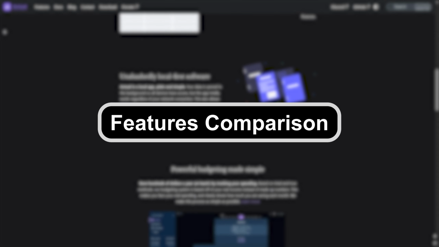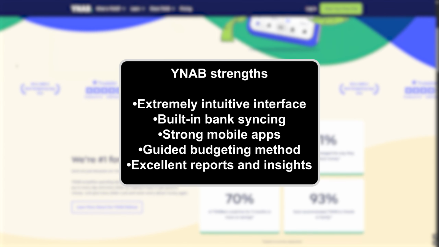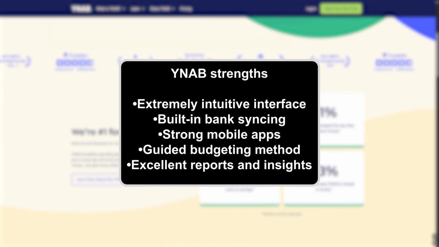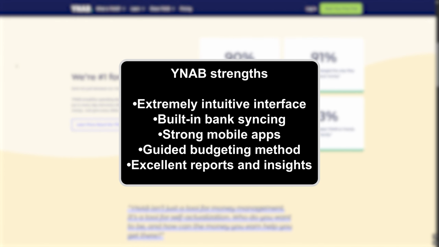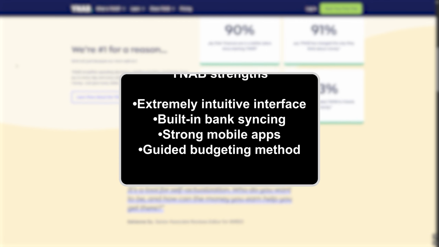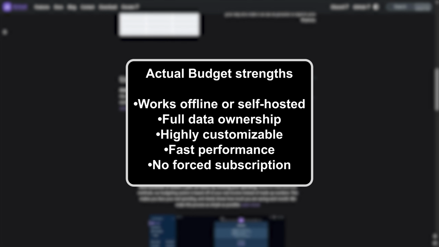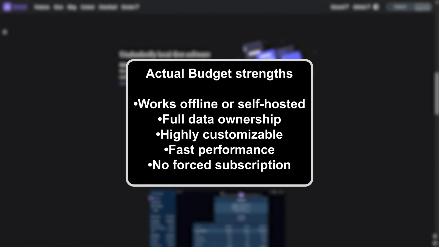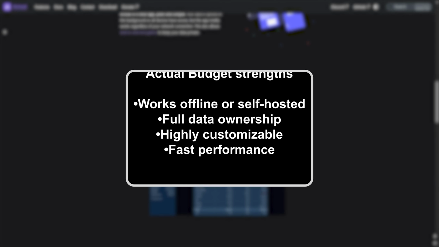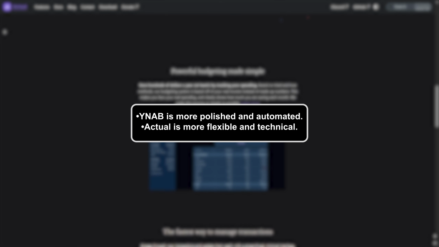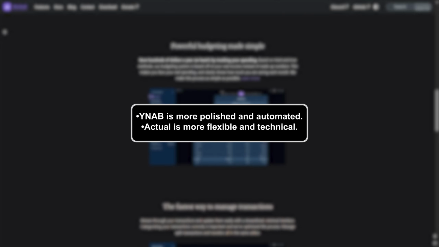Features comparison. YNAB strength: extremely intuitive interface, built-in bank syncing, strong mobile apps, guided budgeting method, excellent reports and insights. Actual Budget strength: works offline or self-hosted, full data ownership, highly customizable, fast performance, no forced subscription. YNAB is more polished and automated. Actual is more flexible and technical.